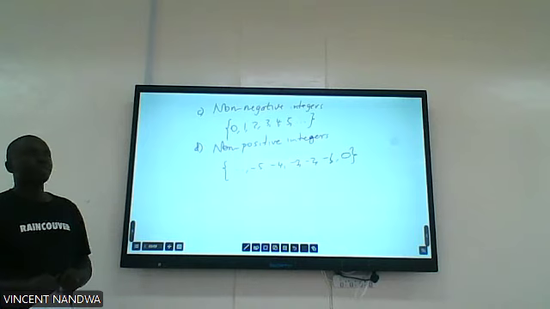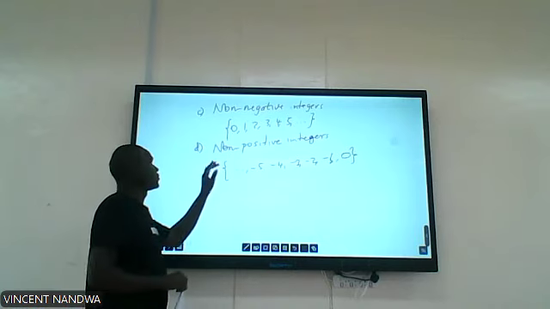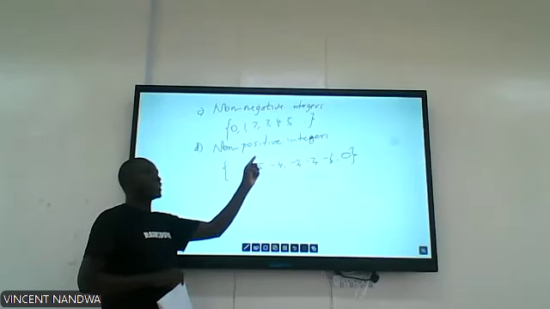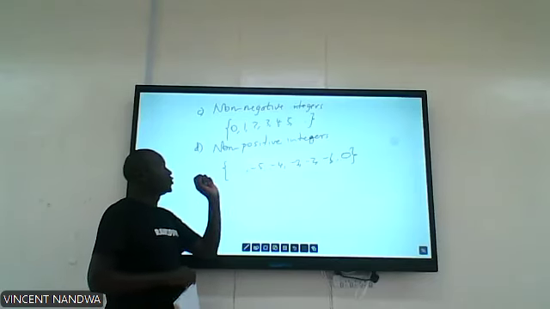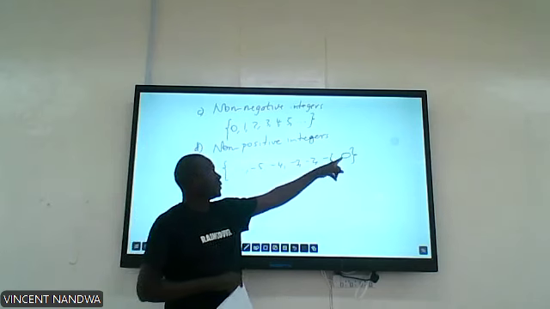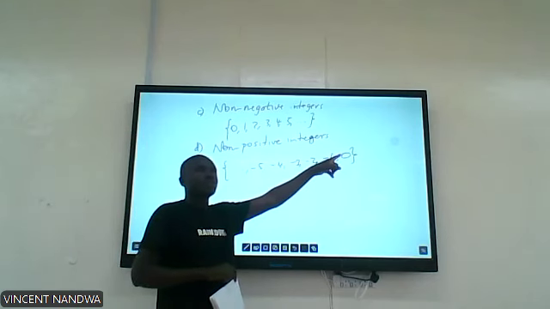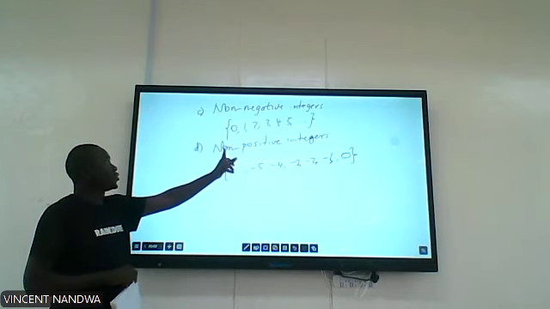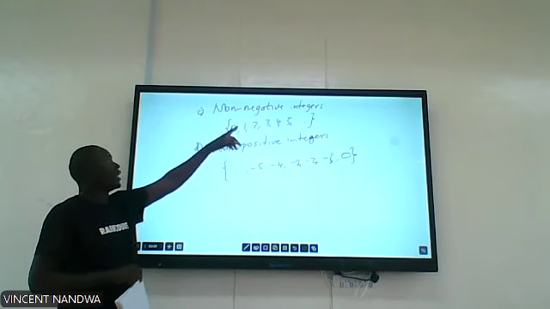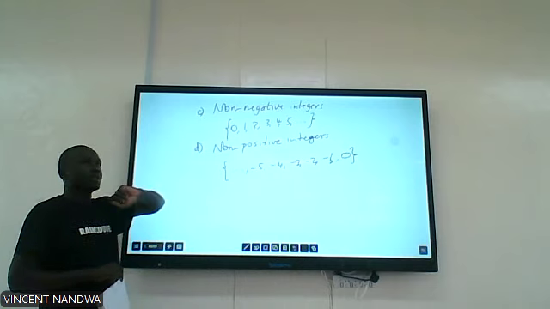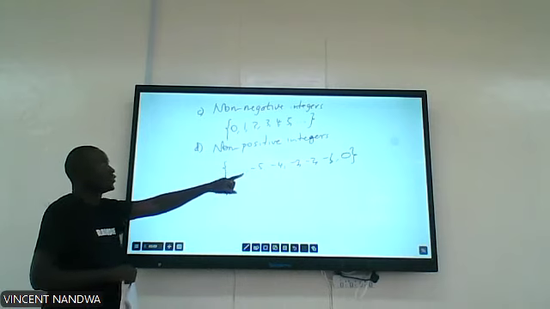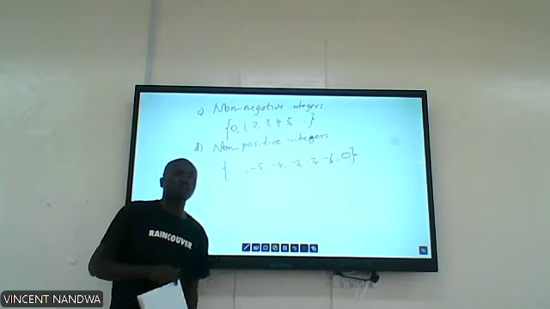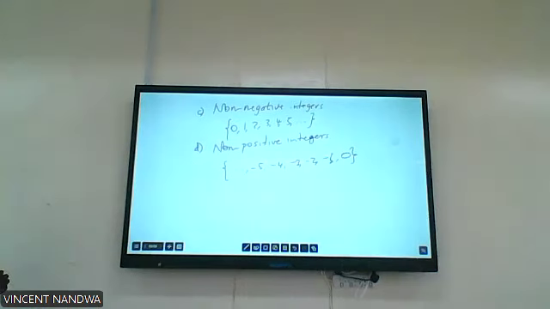So non-negative does not mean positive, and non-positive does not mean negative. The number 0 is neither positive nor negative. So if you want to take care of 0, you'll either refer to non-positive or non-negative. But when you say positive, then 0 is not counted. When you say negative, 0 is also not counted.